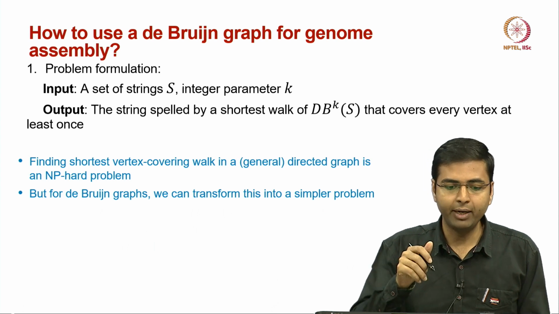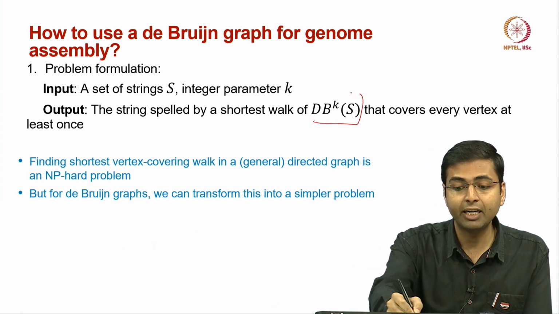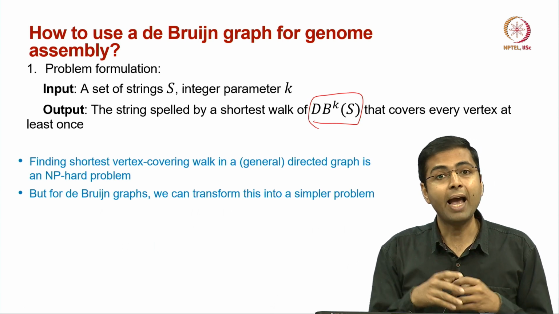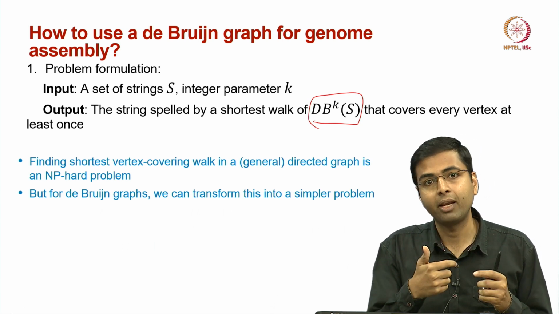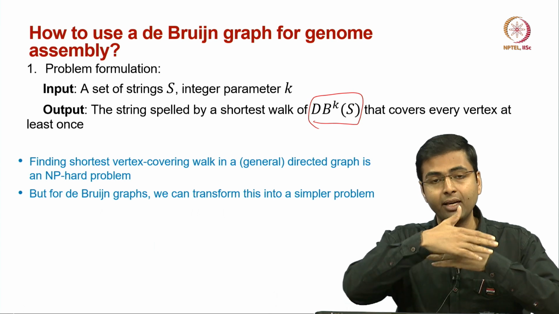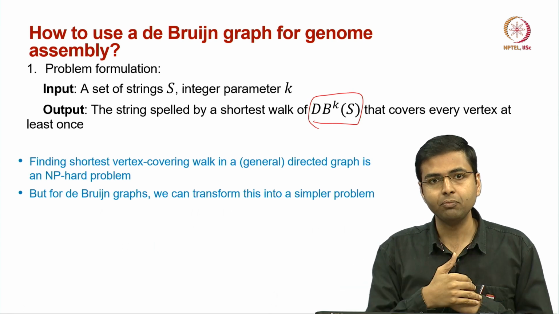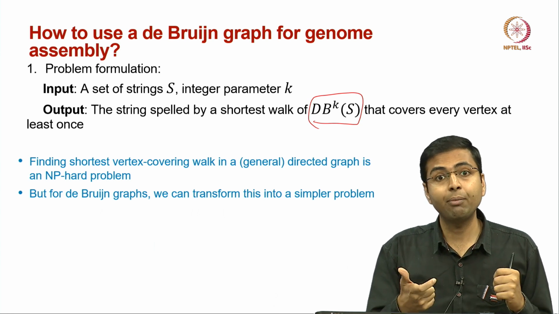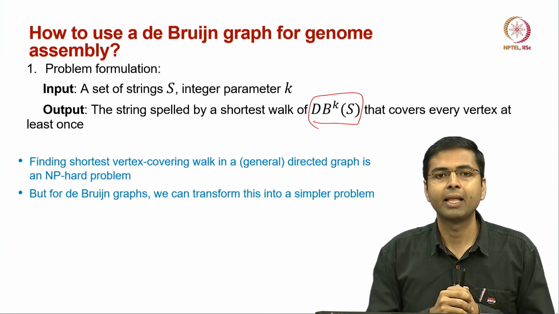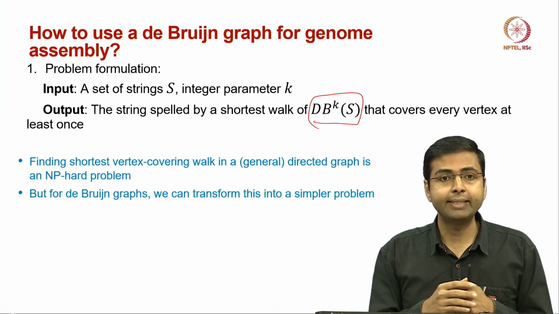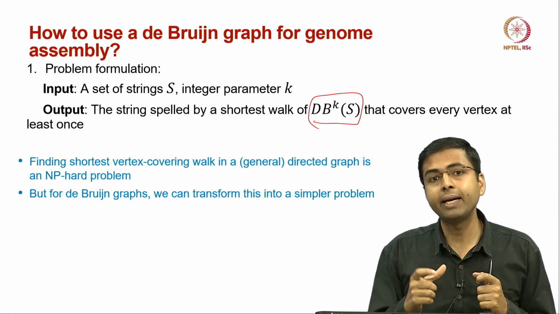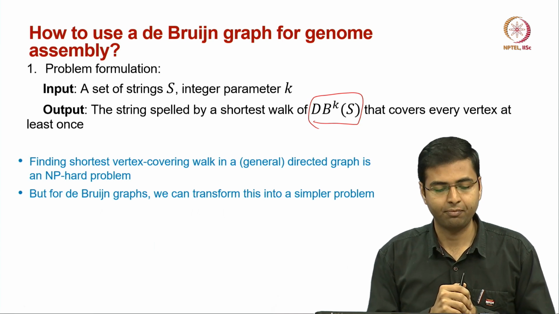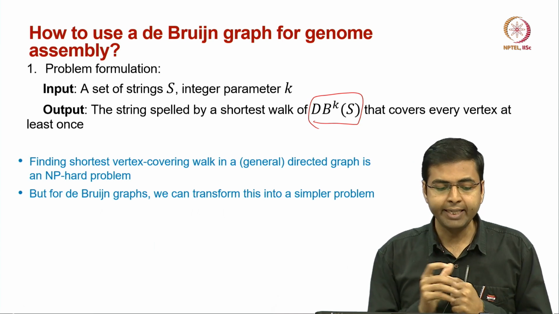However, in our problem formulation, we are working with special graphs which are de Bruijn graphs, and de Bruijn graphs have special properties. That is, we have vertices that are k-mers in the read set, and we are only adding edges when you have a k minus 1 suffix-prefix overlap. So there is a possibility of having an efficient algorithm that is applicable to only de Bruijn graphs. And in this case, as it turns out, for de Bruijn graphs, yes, we can transform this problem into a simpler problem which can be solved efficiently. The key idea is as follows.